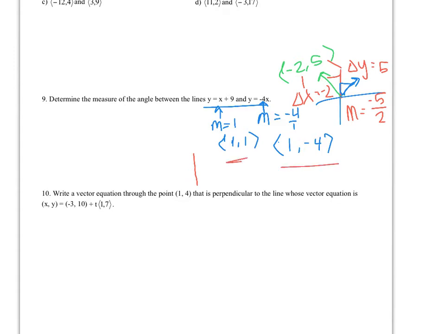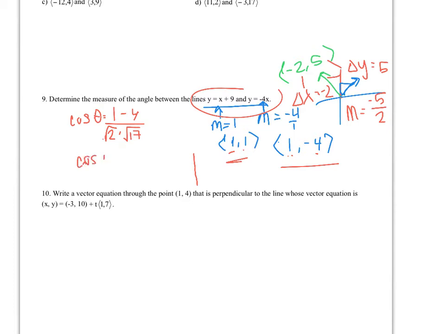Now that I have these two vectors that represent the slopes of our two lines, we can go ahead and apply the formula for the angle between vectors. So cosine theta equals the dot product. That's going to be 1 times 1 plus 1 times -4, so 1 minus 4, all over the product of their magnitudes. The magnitude of my first one is the square root of 1 plus 1, which is the square root of 2, times the square root of 1 squared plus 4 squared, so 17.